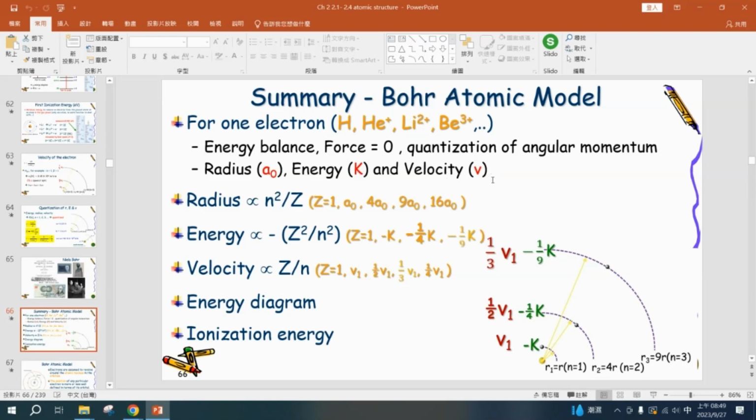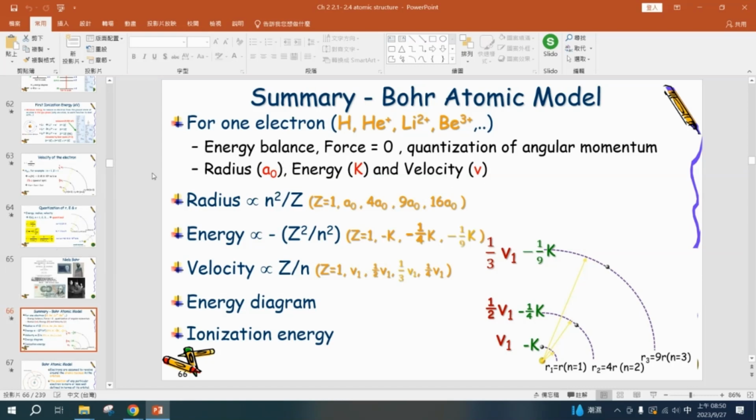And the velocity V0, when Z equal to 1, sorry, and then n equal to 1, so V1 will be 1% of the speed of light, right? Okay, so you need to remember these 3 parameters very well.